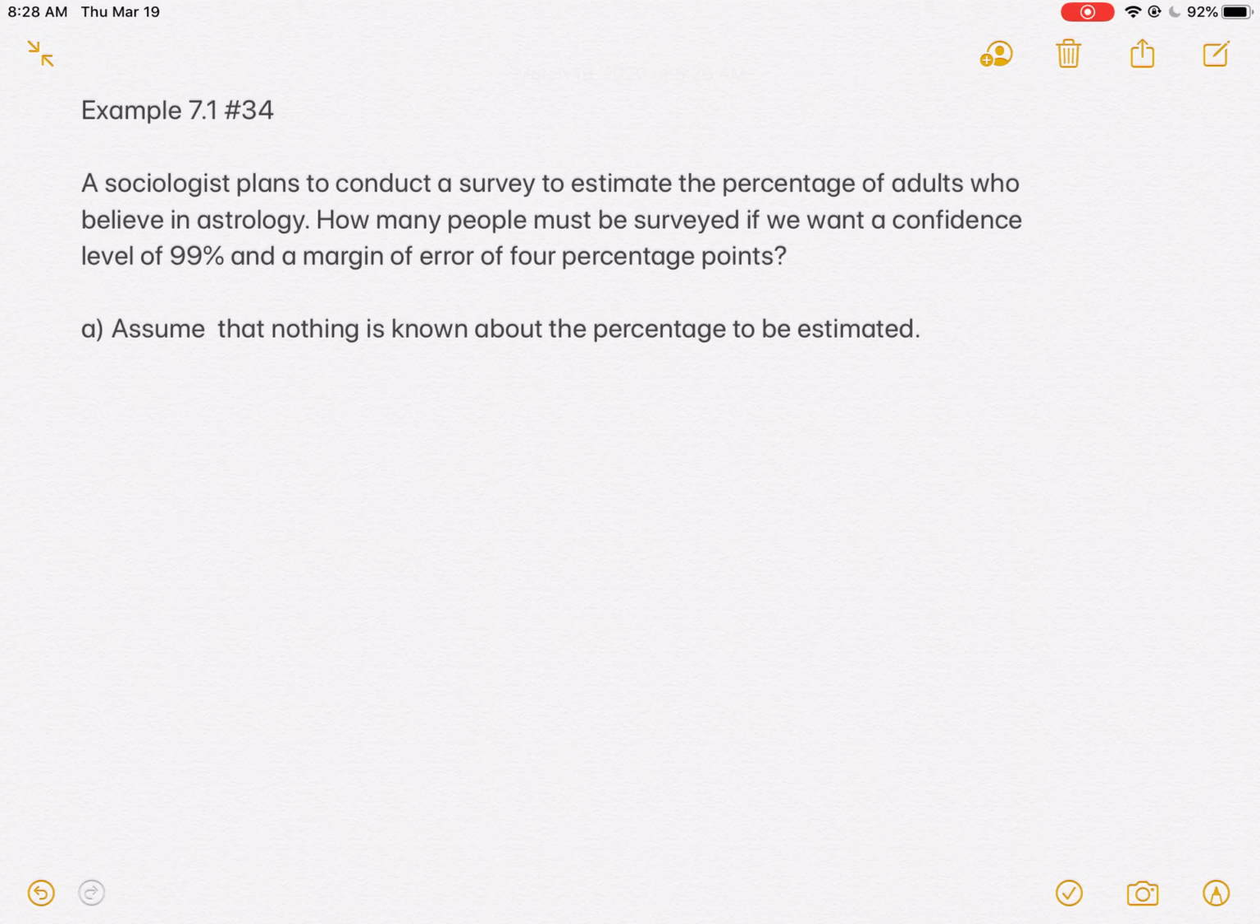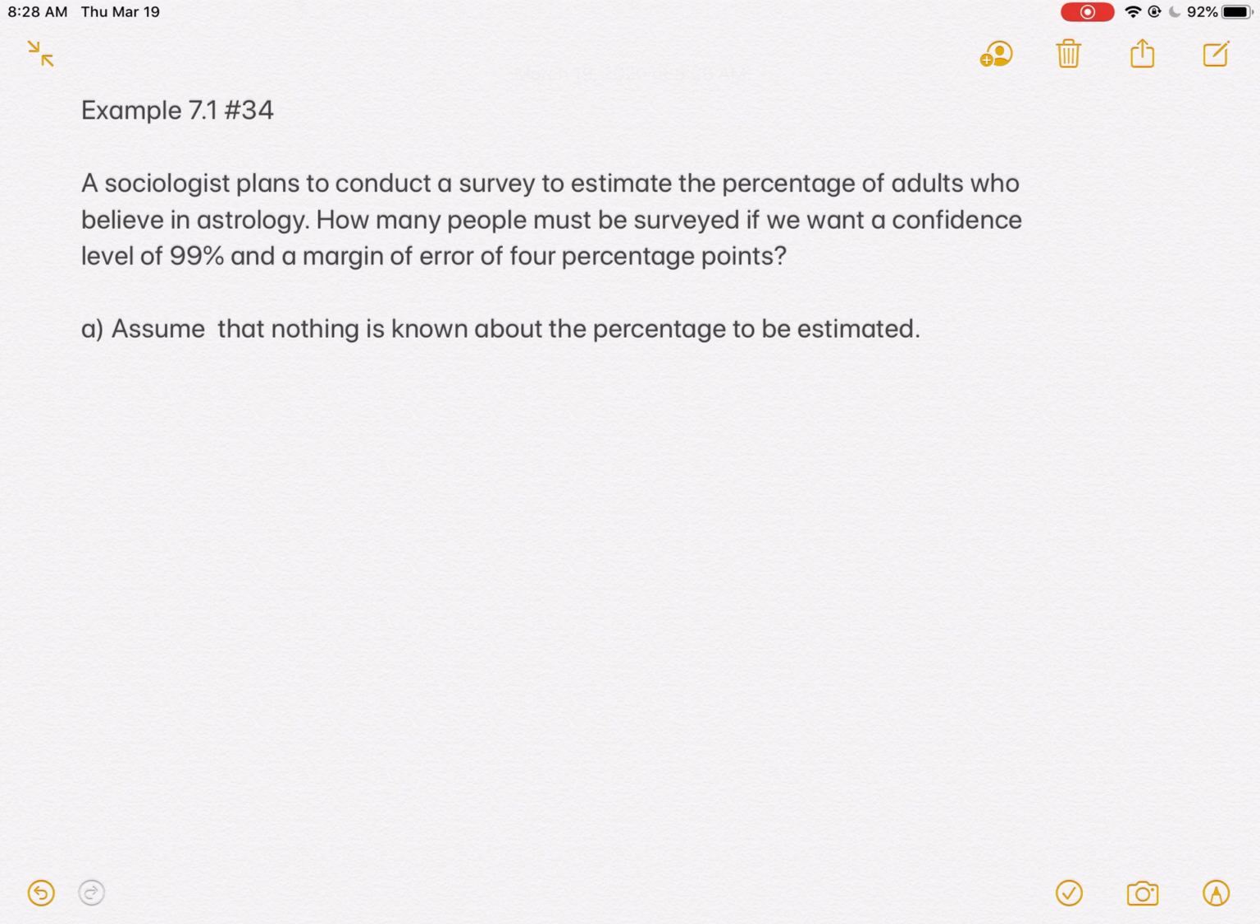All right, let's give you an example of how to find a sample size necessary, or how many in order to achieve a certain confidence level. And so as an example, we'll look at 7.1 number 34, and it has two parts in it, and both parts will show the different situations that can come up, because there's two different situations that can come up.